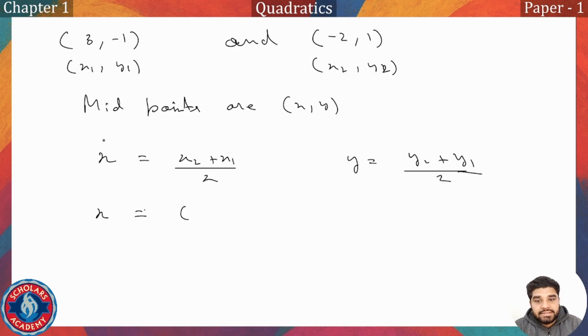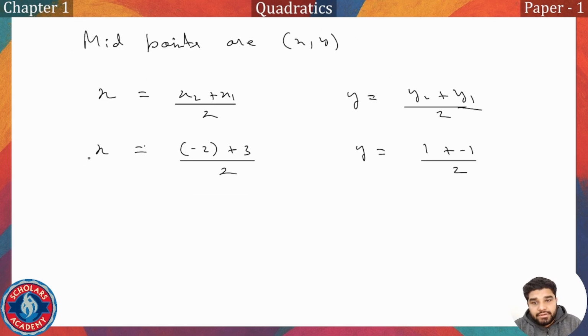Substituting x, that is negative 2 plus 3 by 2, y, that is 1 plus minus 1 by 2. So x we get 0.5 and y we get as 0. So the coordinates of the midpoint are 1 by 2, that is half, and 0. So these are the coordinates of the midpoint.